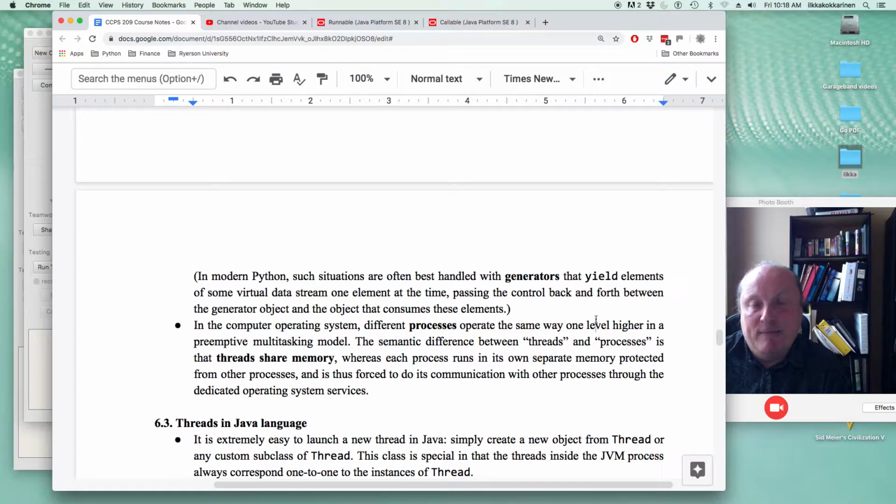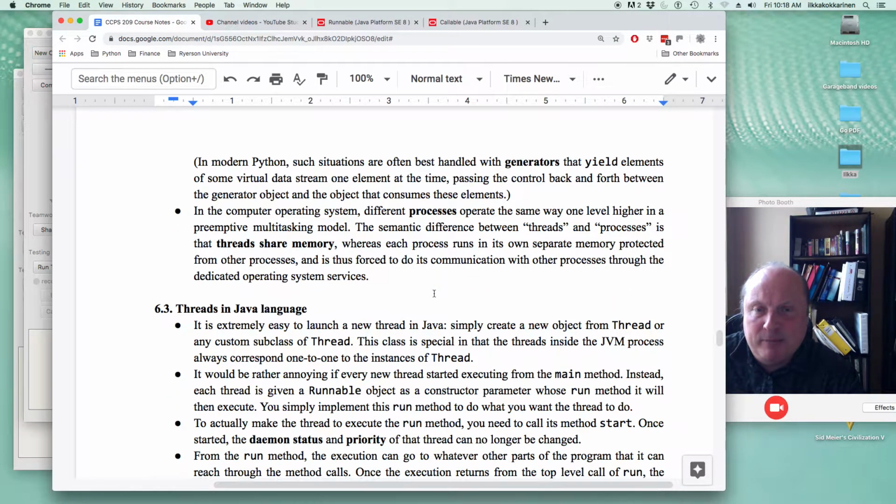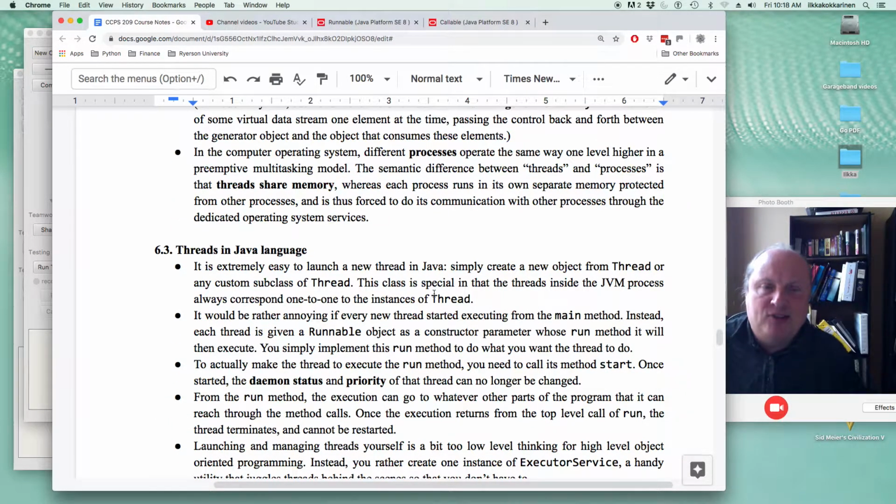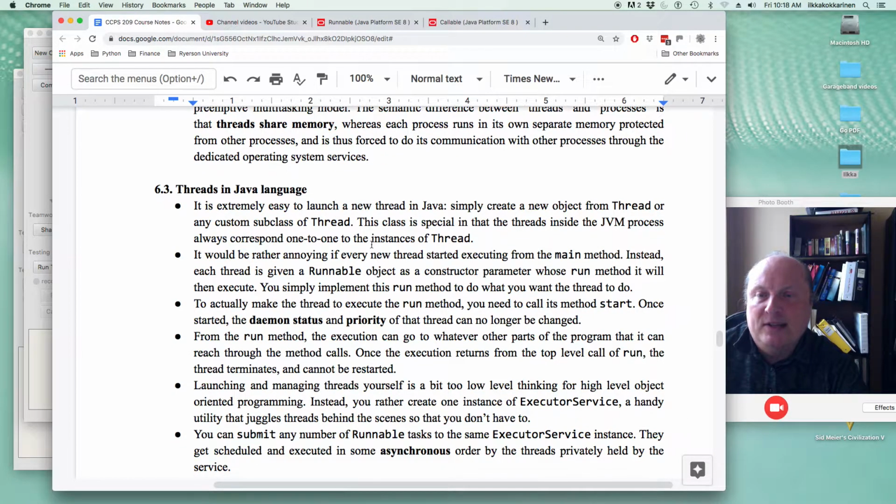So whatever communication the processes wish to do, they have to do it through the operating system services, in a disciplined and secure manner. So let's get to the first example and see this in action. Let's look at how threads work in Java.